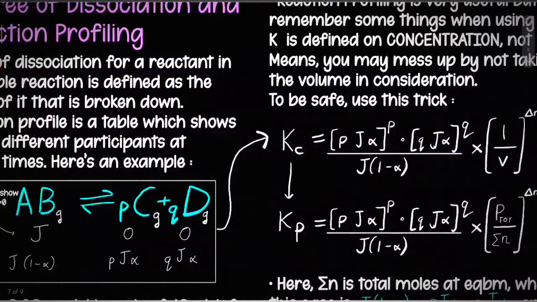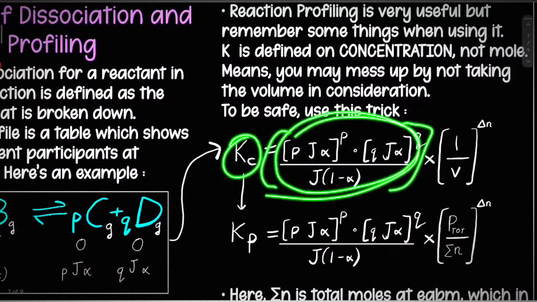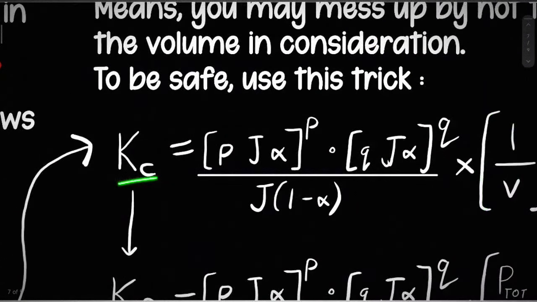What separates the number of moles from the concentration? It's volume. So how do we know what power of volume we have to add? Basically, let me help you with that. You write your normal Kc expression in terms of moles. Keep in mind, I have written this in terms of moles. And the trick here is that you multiply by 1 upon V raised to the power delta n for Kc.